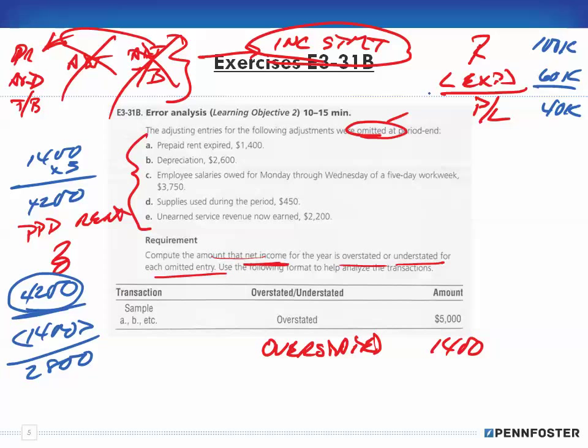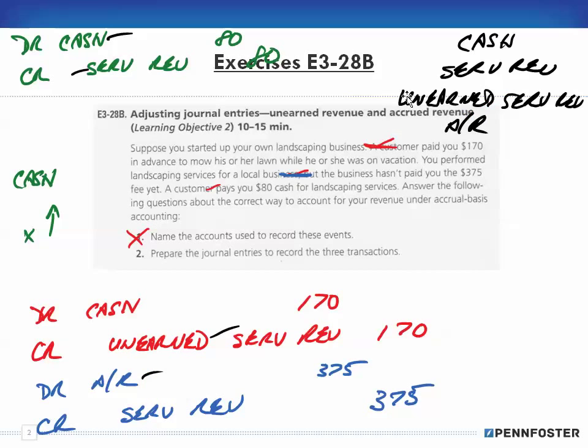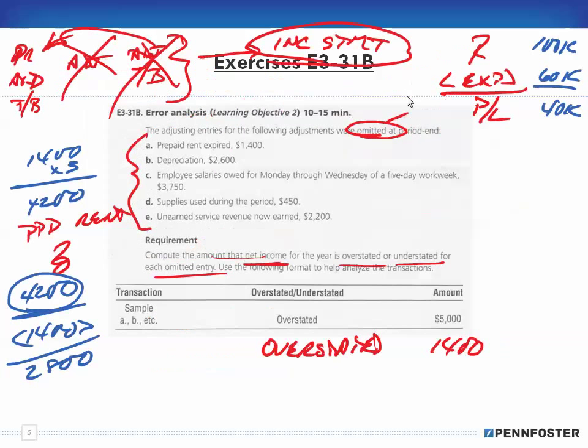All right. Go back to exercises. Yeah, exercise 3-30, and making these journal entries. Go watch that video to see those journal entries. I'm not going to repeat making them here. But anyway, so I would credit prepaid rent and I debit rent expense.